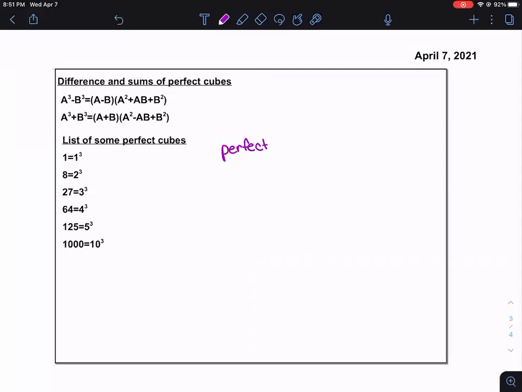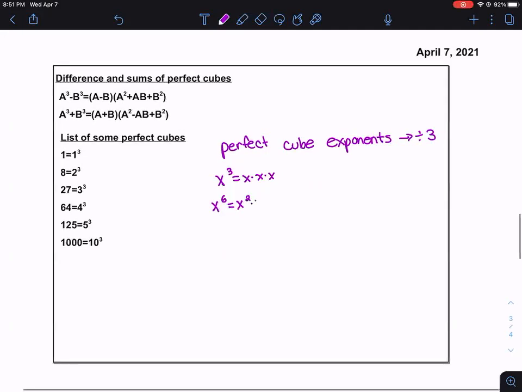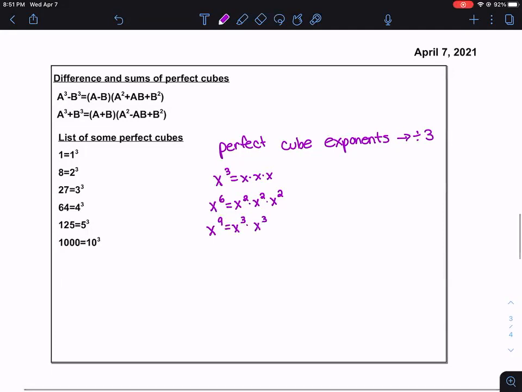Perfect cube exponents are going to be divisible by 3. X to the third is a perfect cube because x times x times x gives me back x to the third. So the cube root of x to the third would just be x. X to the sixth is a perfect cube: x squared and x squared and x squared give me back x to the sixth. We normally don't go higher than that, but x to the ninth is a perfect cube: x cubed, x cubed, and x cubed give me back x to the ninth. I'm going to draw a line because we tend to not go past here.